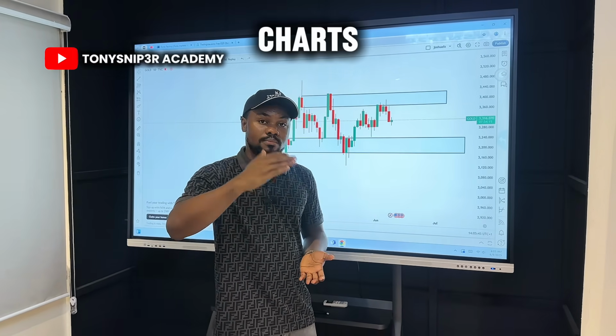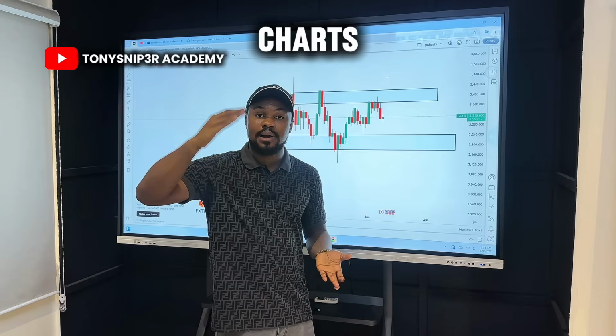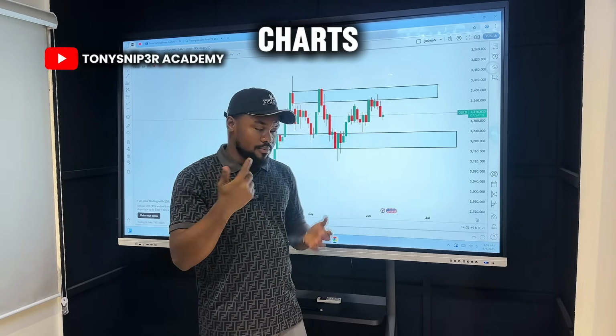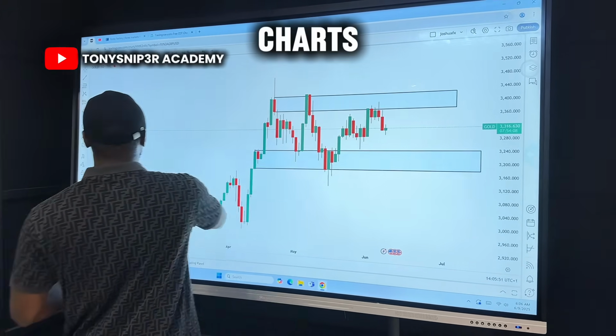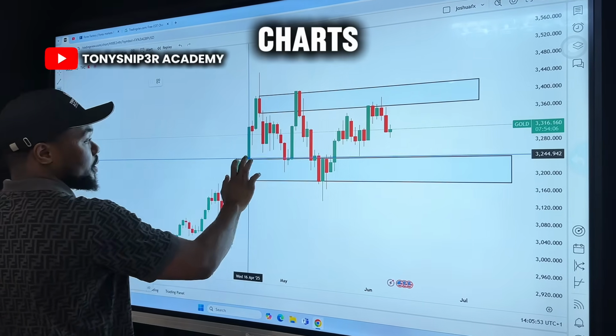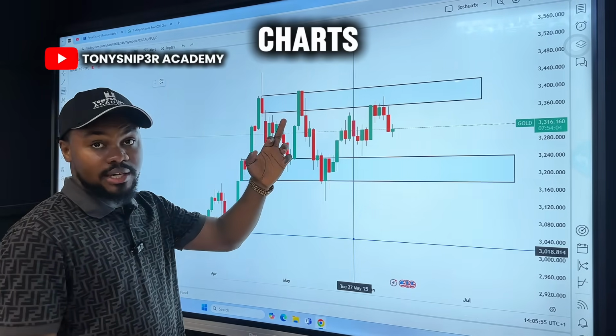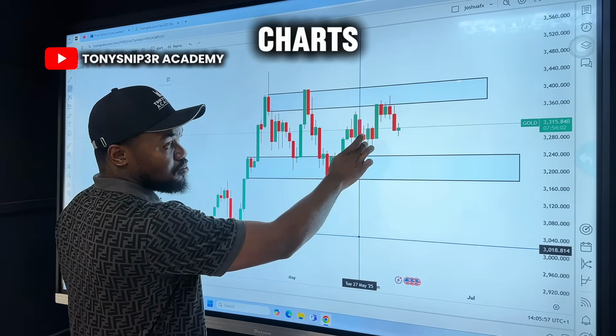Because the higher the time frame, the more the candles can be repeated. So watch. Now, if you want to draw your Fibonacci here, this is a push to the upside. Let's say you want to catch this move that happened here.